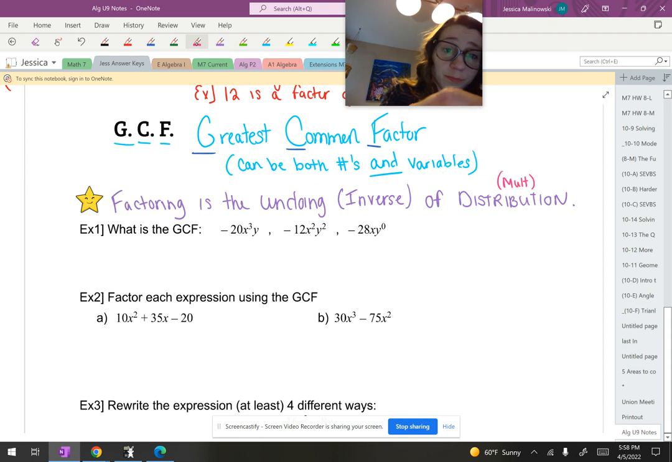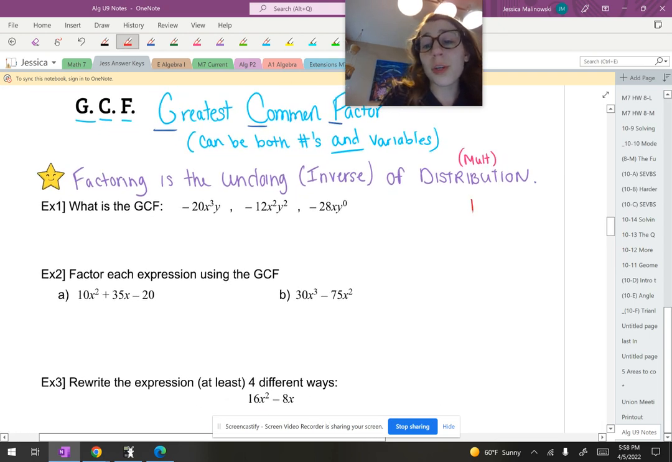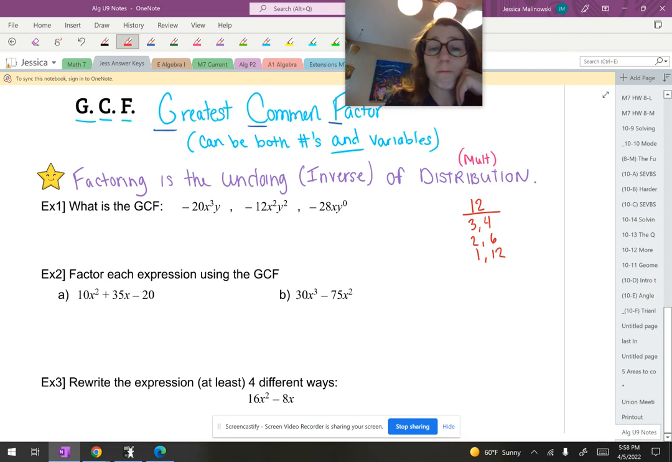Okay, so the easiest way I find to look at 20, 12, and 28 is to start with the smallest one. So I'm going to start with my factors of 12, which I know are 3 and 4, 2 and 6, and 1 and 12. You could always type that into your calculator, into y equals, to not have to do that in your head. So one of these numbers has to go into all of the rest.